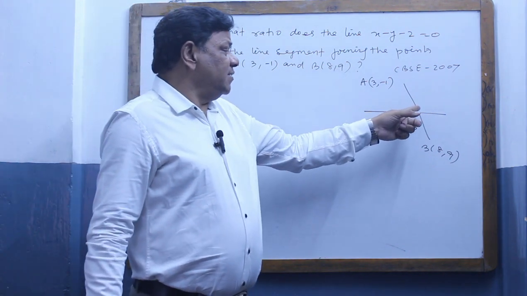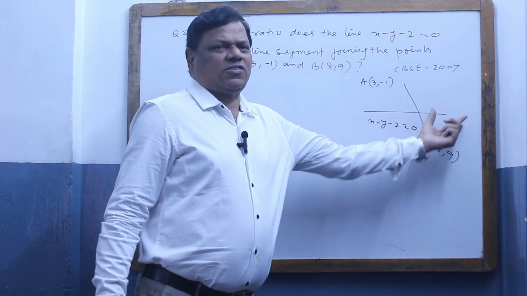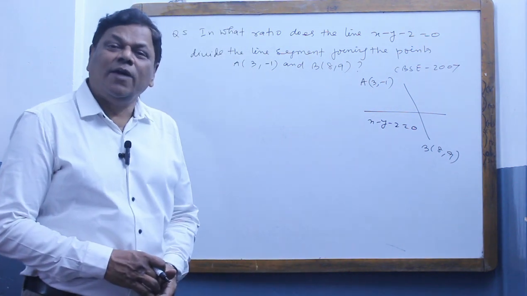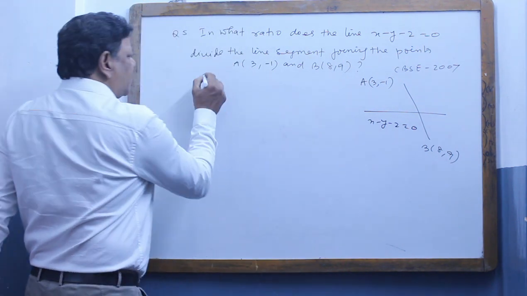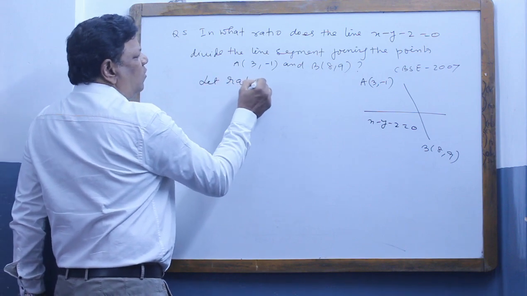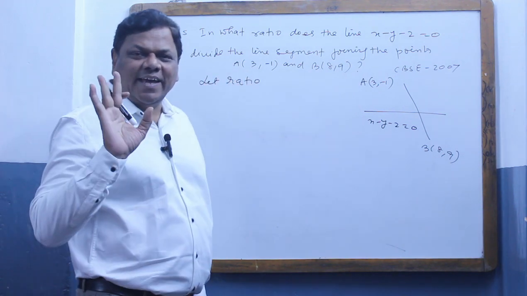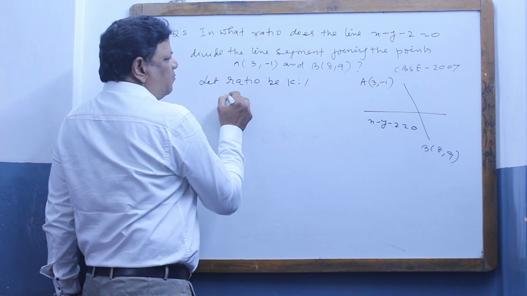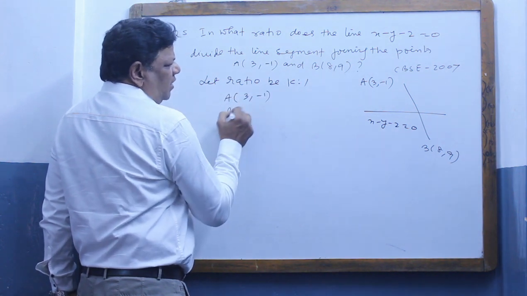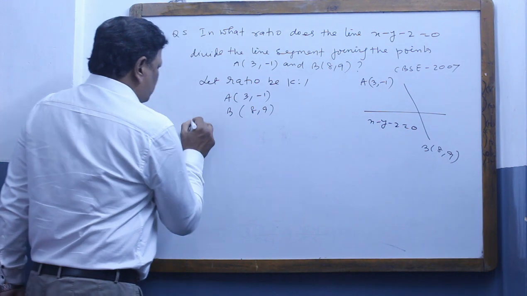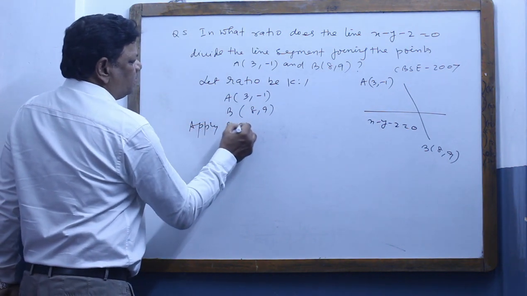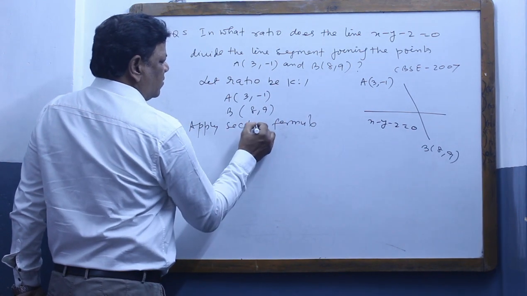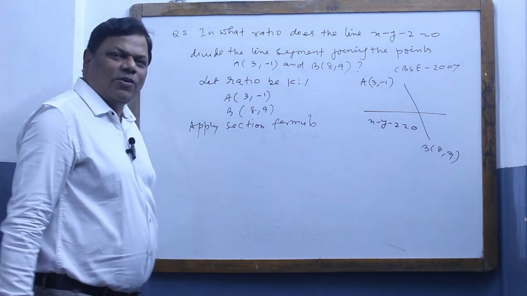So you have to find the ratio. This is to this. In what ratio is it divided? That you have to find out. Now let the ratio be k is to 1. I told you already, whenever you have to find the ratio, always take k is to 1. It is easy for you. The points are given, A (3, -1) and B (8, 9). And what to do? We have to apply the section formula.